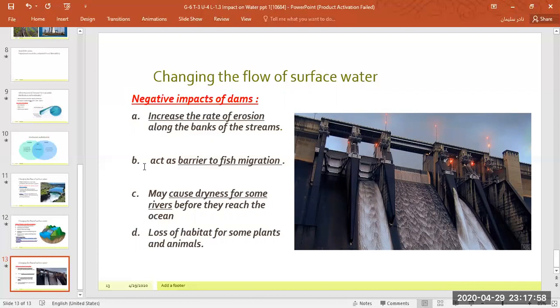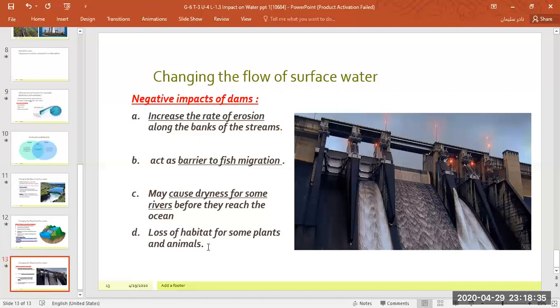It may also cause loss of habitat for some plants and animals. In case of heavy rains, reservoirs will be filled completely. This may cause flooding in the surrounding area. Consider that you have a glass of water and it is full and you are adding more and more water. Water will be released to the surrounding and will flood. Same idea in the reservoir here.